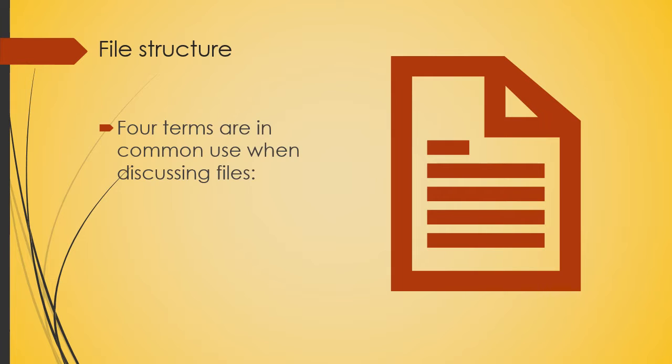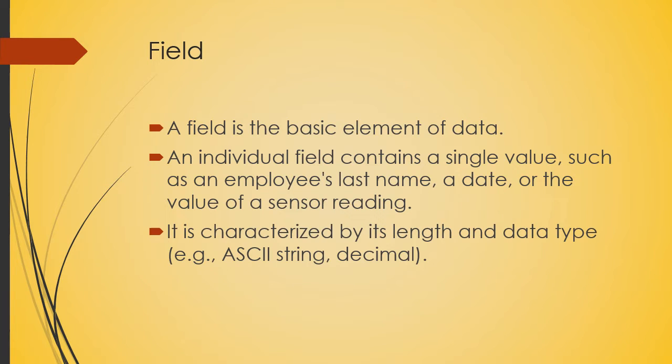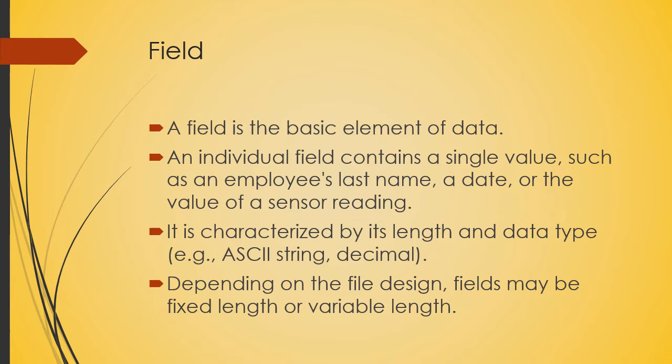File structure. Four terms are in common use when discussing files: field, record, file, and database. Field. A field is the basic element of data. An individual field contains a single value such as an employee's last name, a date, or the value of a sensor reading. It is characterized by its length and data type. Depending on the file design, fields may be fixed length or variable length.